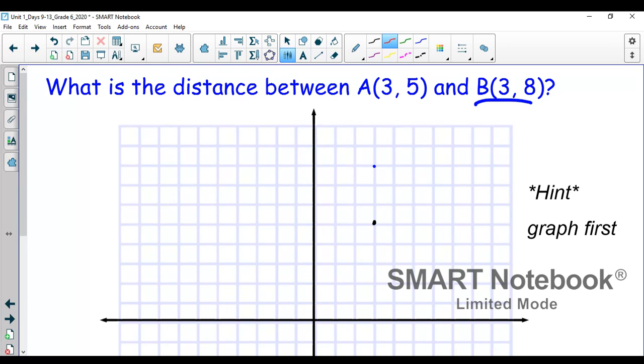Now to find the distance between them, I'm just counting how many jumps. 1, 2, 3 jumps. So those are 3 units apart on the coordinate grid.